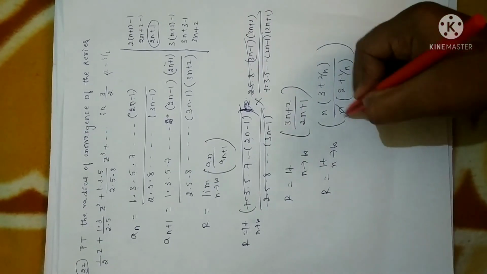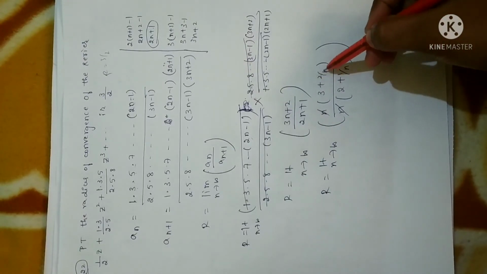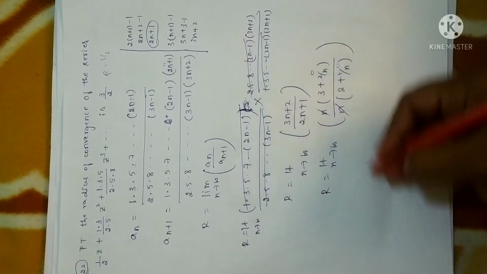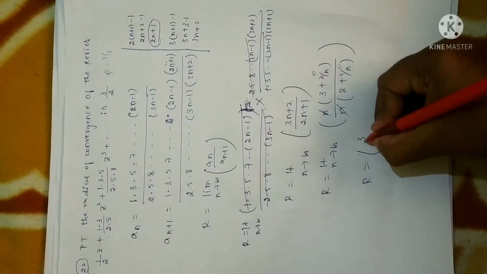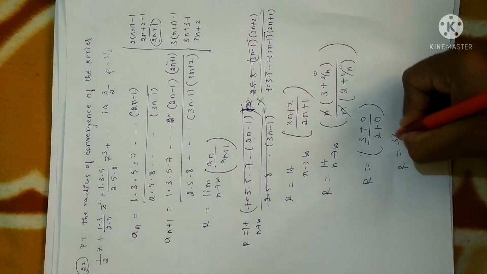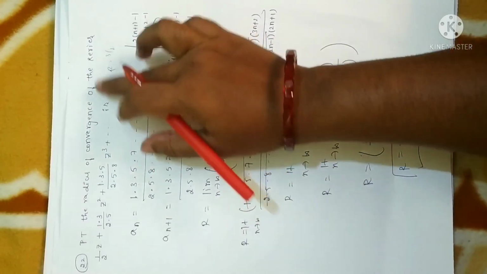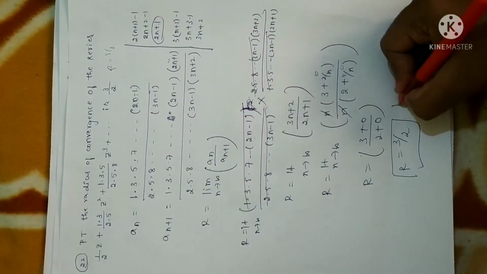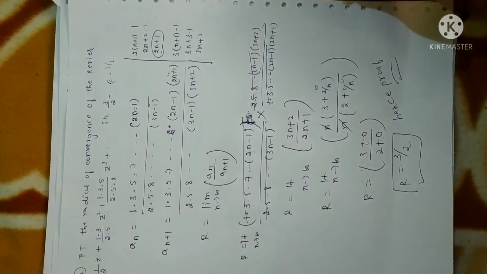So when you apply n tending to infinity, n gets cancelled. As n tends to infinity, 2 by infinity goes to 0, again 1 by infinity goes to 0. Therefore, if you want, I can write one more step: you will get 3 plus 0 divided by 2 plus 0. Therefore, the required radius of convergence is 3 by 2. And that is what we are required to prove, that the radius of convergence of this series is 3 by 2. Hence proved. So this completes the problems on radius of convergence.